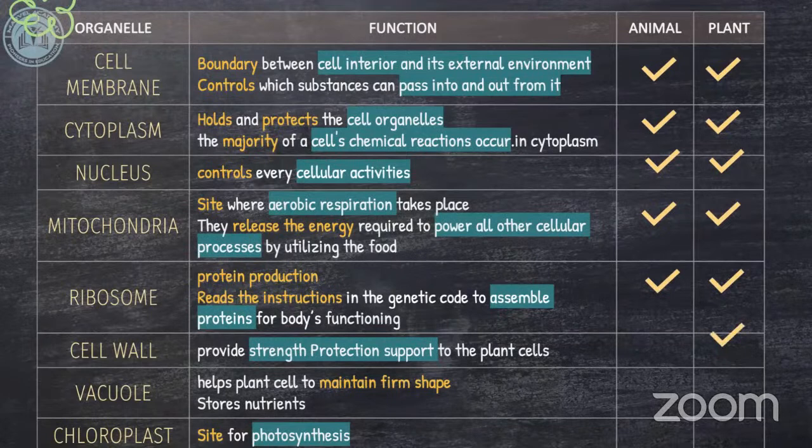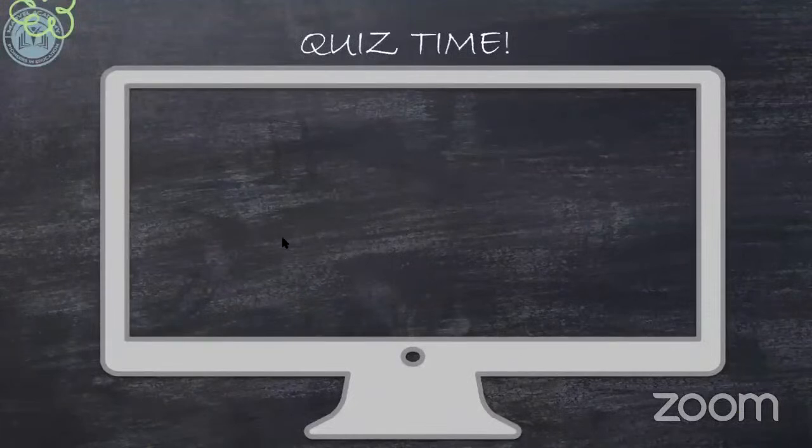Right. Children, you all are free to talk. Okay. Unmute and talk. No problem. Right. Children, what about the cell wall? You can see it is present only in the plants. And the vacuole, yes. So this is like the summary of what we have learned. Right. So it's quiz time.